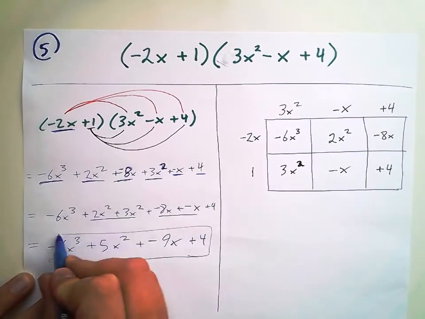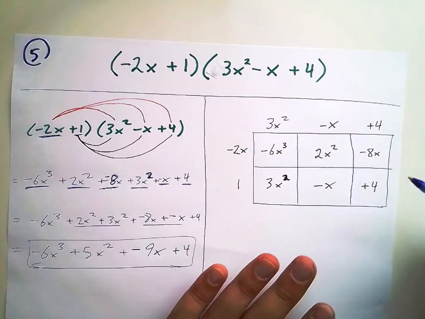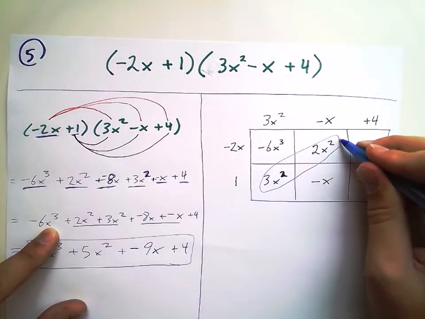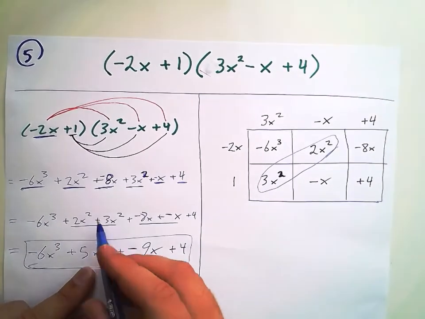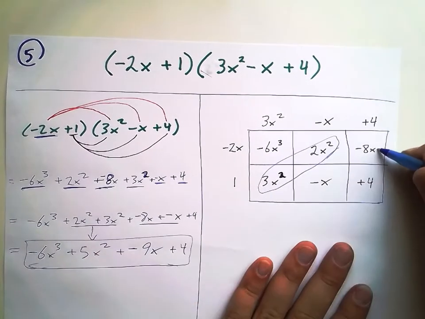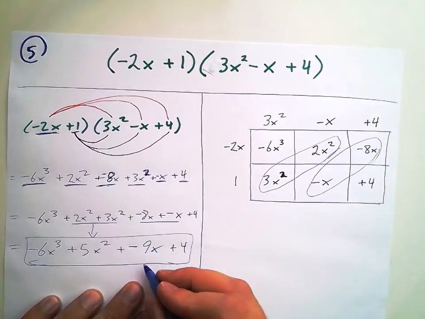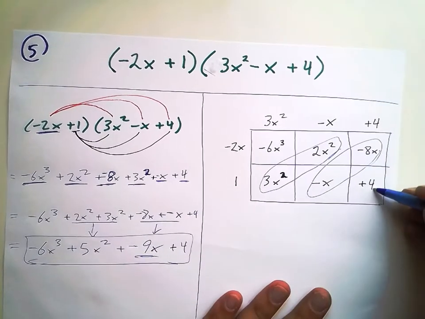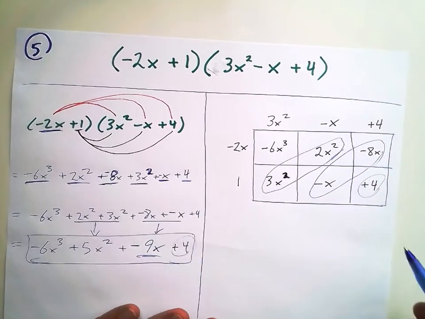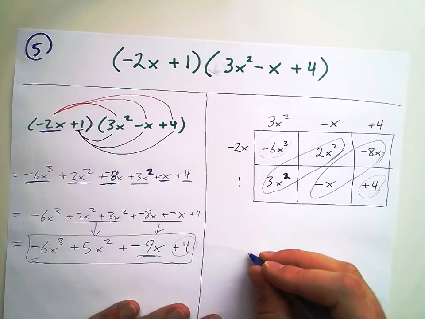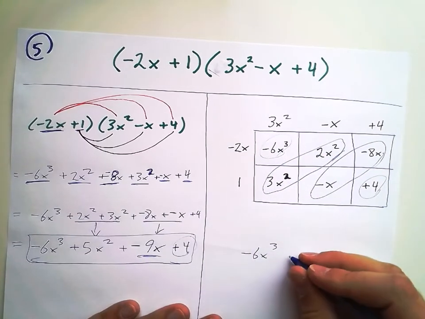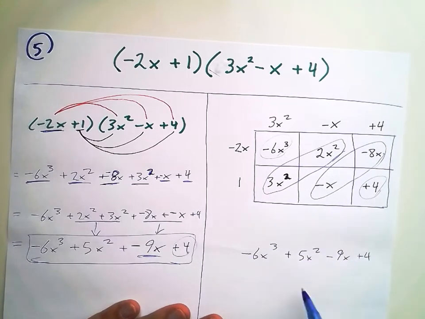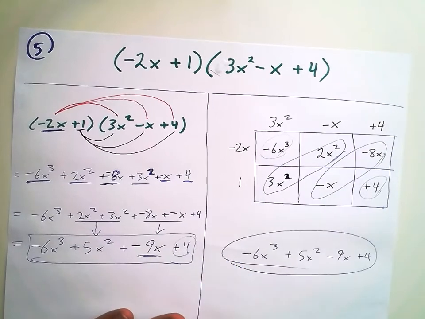That's the final answer. And showing it with this method, same idea, the 6x cubed, then these two terms are both x squareds and they'll add to the 5x squared. Those terms add together to the negative 9x, and this will give 4 by itself. So again, same answer, 6x cubed plus 5x squared minus 9x plus 4. So same answer either way.